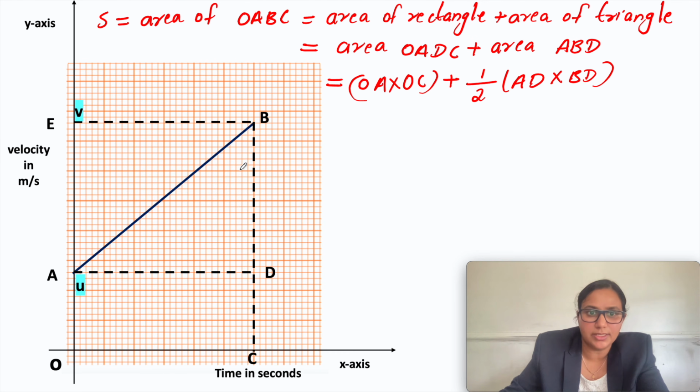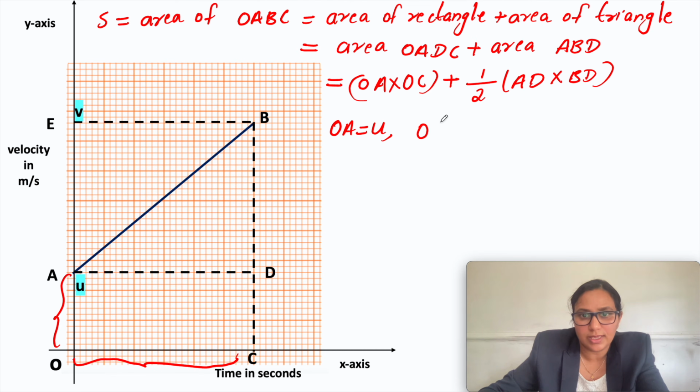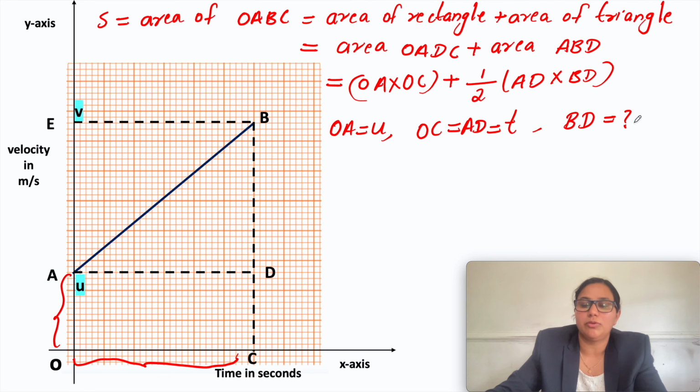Substituting the values, what is OA here? OA is nothing but u, the initial velocity. What is OC here? These two are parallel lines, so OC is equal to AD, which is equal to the time taken, t. But what is BD? How do we calculate that?